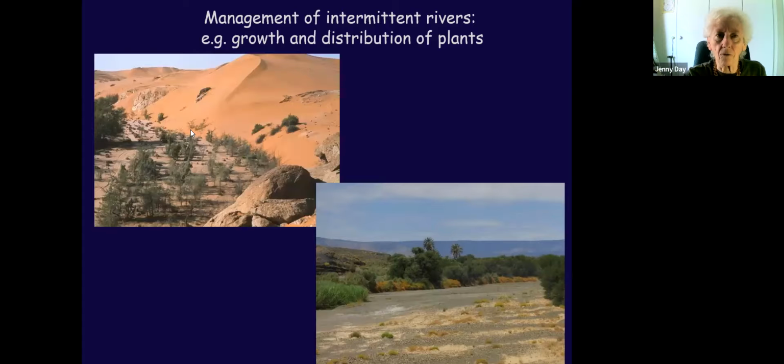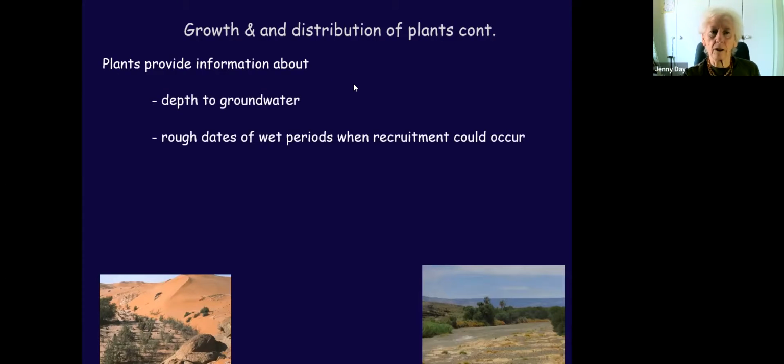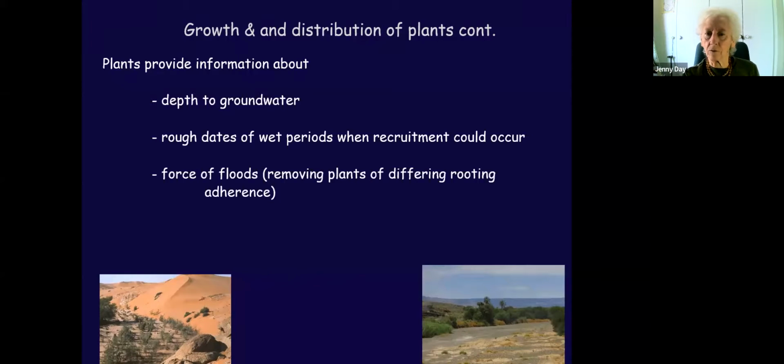This is another example of the trees from a particular cohort in the Namib, and one should be able to track their growth to see how fast they're growing and that they are continuing to receive enough water to be able to survive. So in other words, plants provide really useful information about depth to groundwater and about the rough dates of wet periods when recruitment could have occurred, and the force of the floods, removing plants of differing rooting adherence.